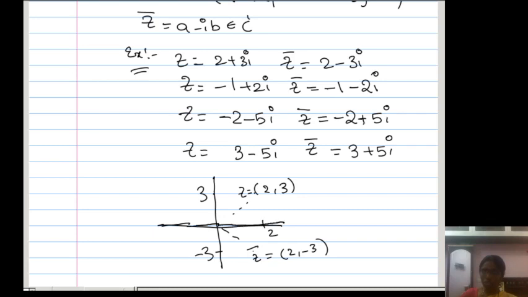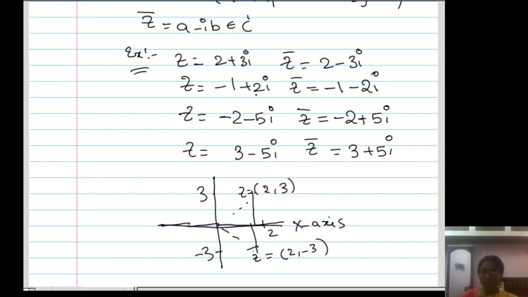Mirror image through the x-axis. Reflection through the x-axis. Whatever the distance from here to here, you should have the same distance. You call it mirror image, like a mirror. So if the complex number is in the first quadrant, the conjugate of that complex number you get as the mirror image through the x-axis. If Z is in the first quadrant, Z bar is in the fourth quadrant.